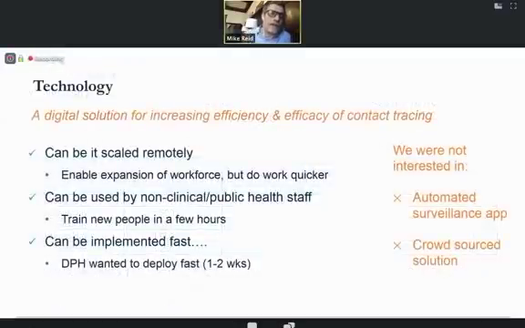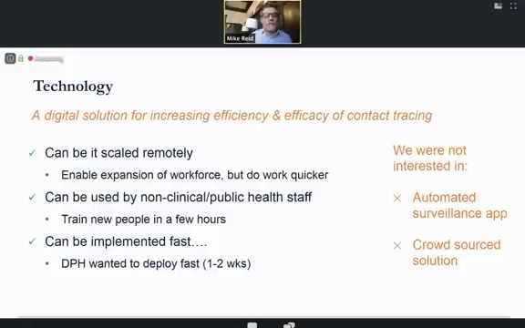So clearly, we also need some kind of technological platform, and this has been a stream of work that I have been quite actively involved with over the last 3 or 4 weeks, working with the Department of Public Health to determine how we could rapidly scale contact tracing and what kind of digital solutions would be fit for purpose.